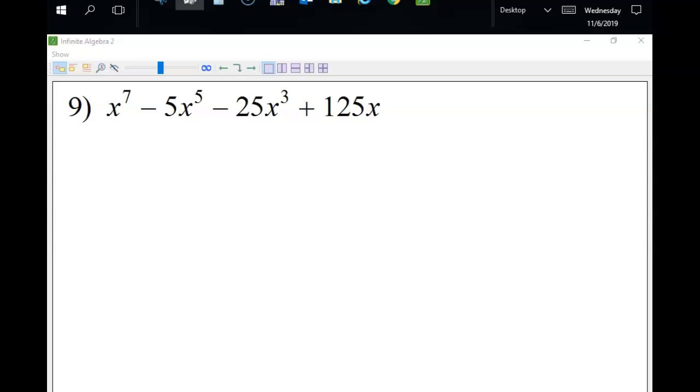Okay, let's do this one. What do we do first here? Well, once again, we always check for a GCF. So in this case, we do have a greatest common factor. I can take out an x, right? And that's going to reduce every power by 1 now.